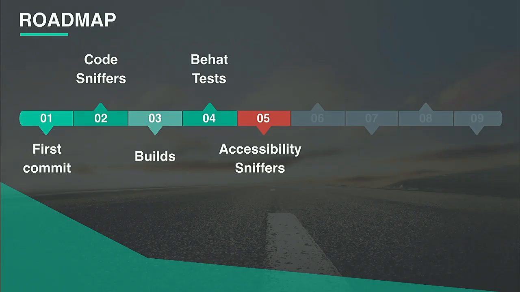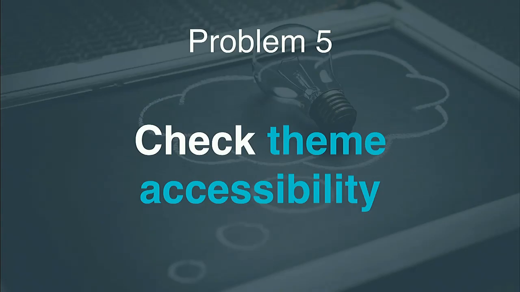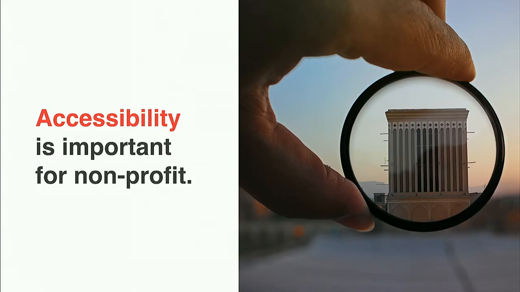But again, guess what? That wasn't enough. So we were going deep and deep with tests and with distro building. The second thing that we applied after Behat tests, we added the accessibility sniffers. And we need them in order to check theme accessibility, because we are working with nonprofit organizations.